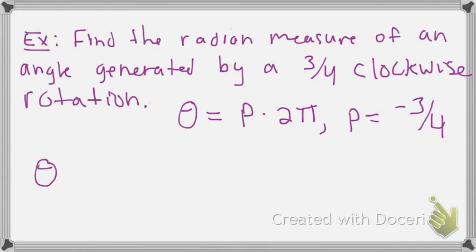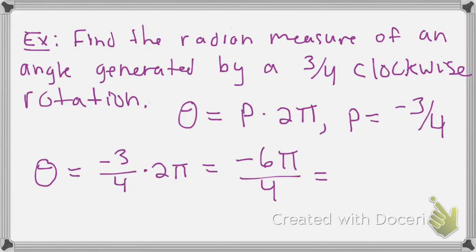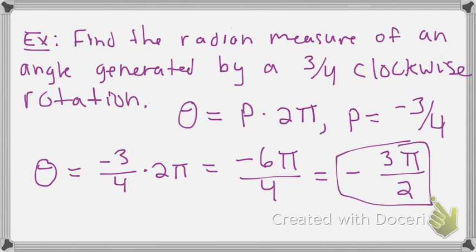So our angle theta in radians is going to be minus 3/4 times 2 pi. Multiplying minus 3 by 2 pi gives you minus 6 pi in the numerator divided by 4, which simplifies to minus 3 pi over 2. So if you go 3/4 of the way around in the clockwise direction, that corresponds to an angle of radian measure minus 3 pi over 2.